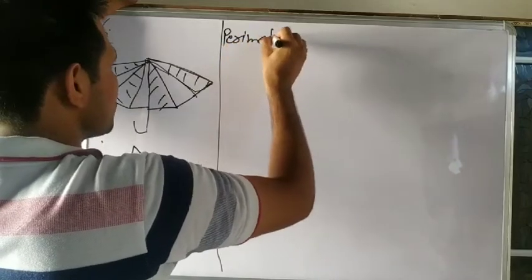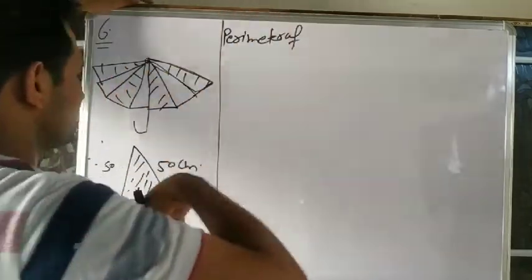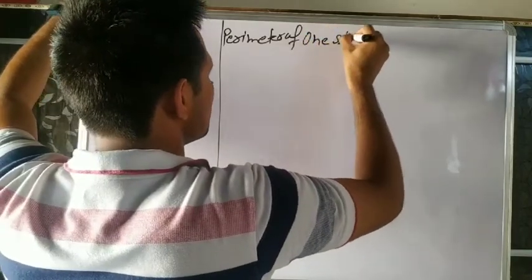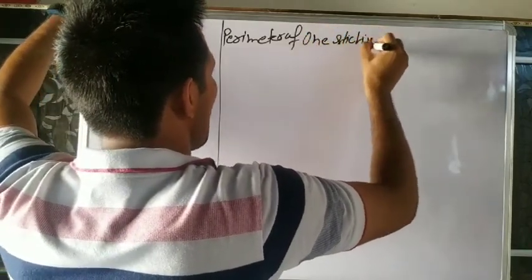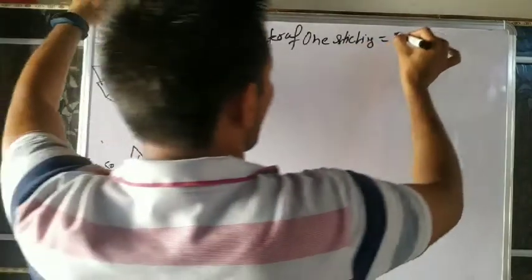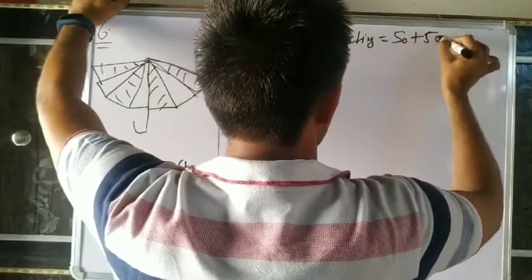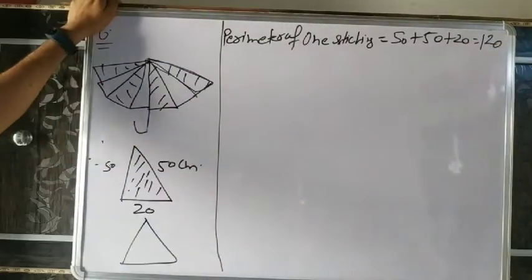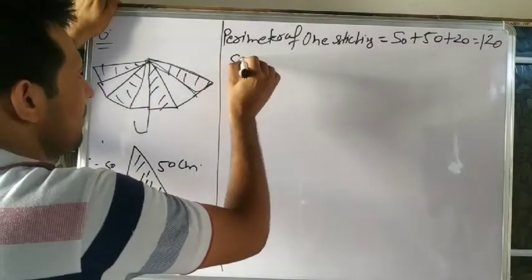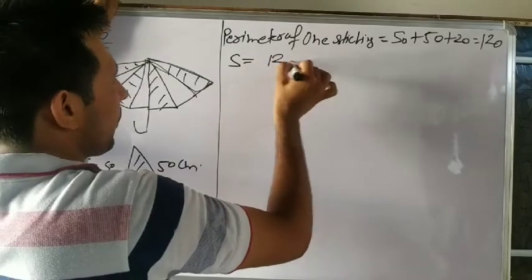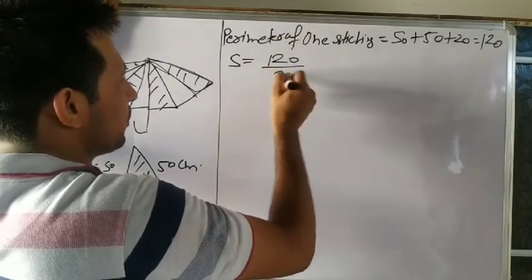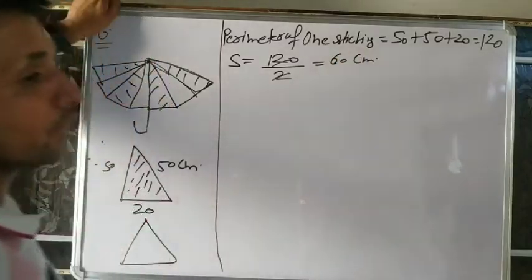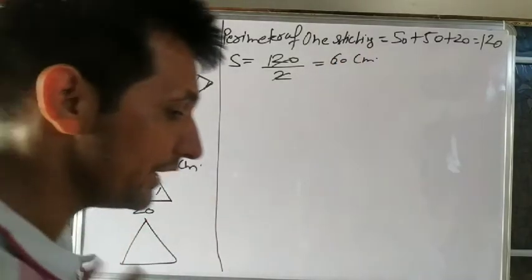Understand? So we will write first the perimeter of one stitching. How much? Perimeter: 50 plus 50 plus 20. How much? 120 centimeter. Now S we will find. How will we find S? Perimeter divided by 2. How much? 60 centimeter.